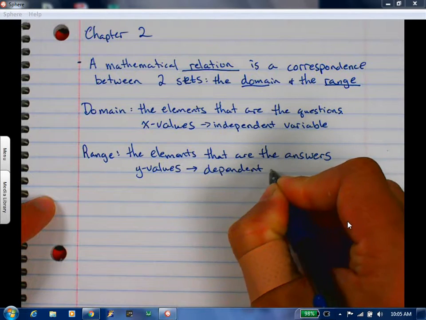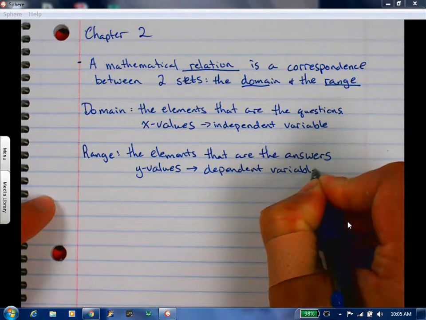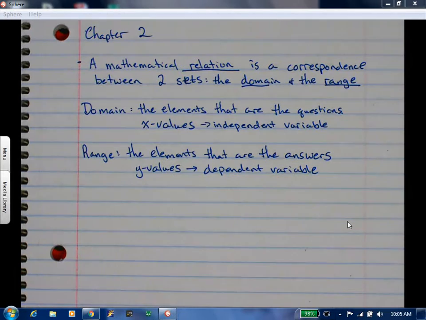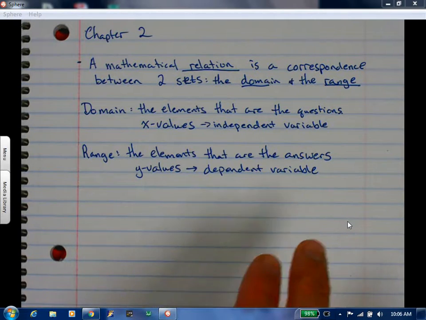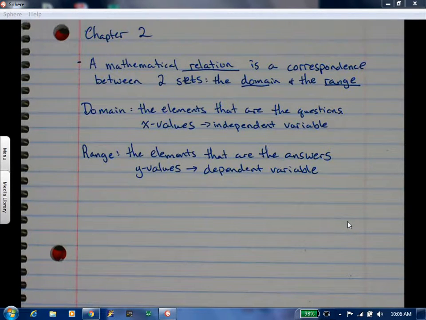How I always remembered those is I said y depend on x. As in, why should you depend on your ex, boyfriend, girlfriend, whatever. So y depends on x. So y is the dependent variable on the x variable, which is the independent variable. Because you can only find the y value, you can only find your answer if you know the question. Remember the y values are the answers. This isn't Jeopardy where you get the answer first, you have to come up with the question.